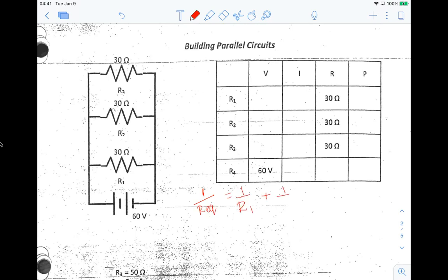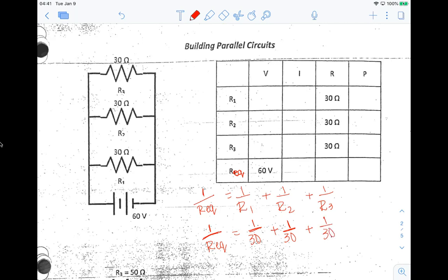We have 3 resistors here. Again, remember, this R4 really is REQ. It's just your total resistance. So we have 3 total resistors. So here's our formula. In order to solve for this, we go ahead and we write down everything we have. So 1 over 30 plus 1 over 30 plus 1 over 30.